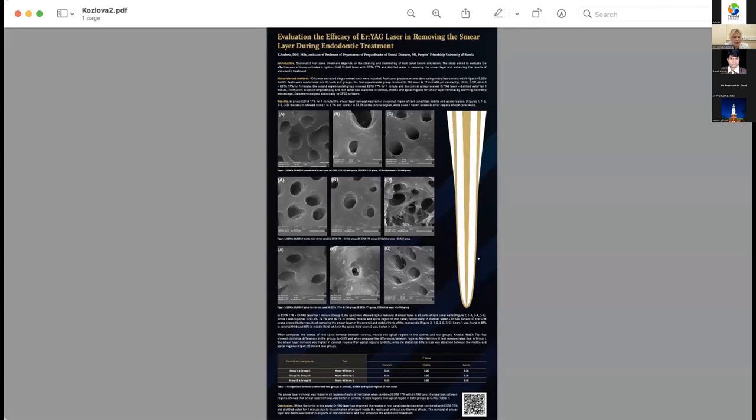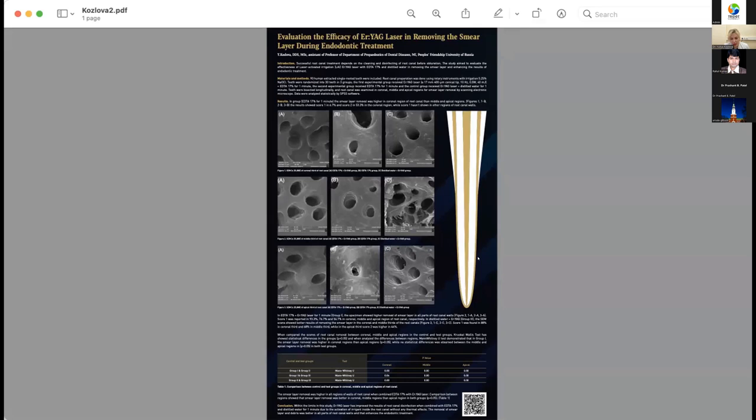So the purpose of root canal disinfection is to remove the tissue remnants, bacterial biofilms, and the smear layer. The smear layer is actually formed during mechanical instrumentation of the root canal and covers the canal's walls.